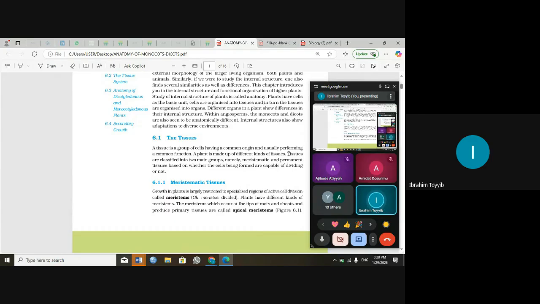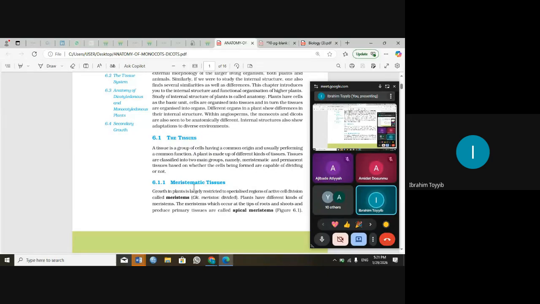So tissues are classified into two main groups. Just try to jot some things down. Two main groups, namely the meristematic tissue and the permanent tissue. These are classified based on whether they are capable of dividing or not. Meristematic tissue is actively dividing tissue, while permanent tissue cannot divide.